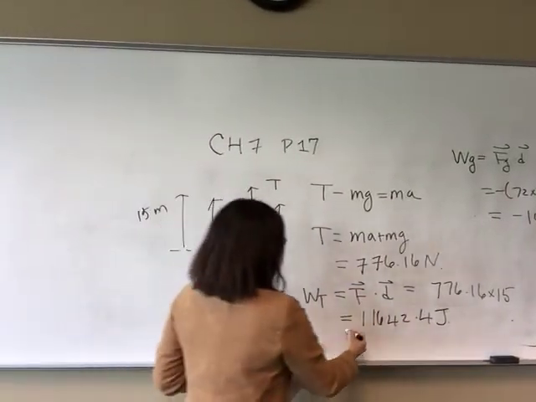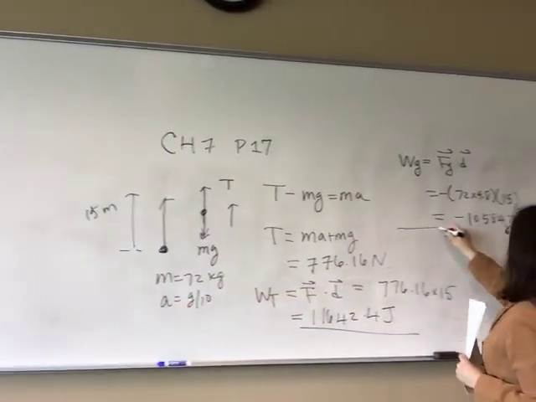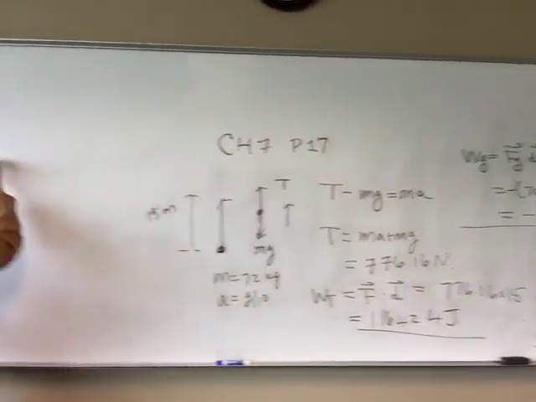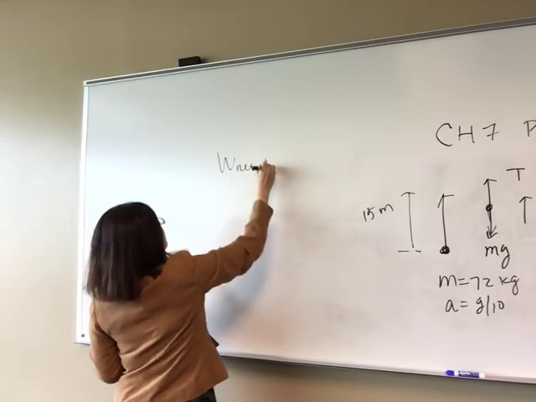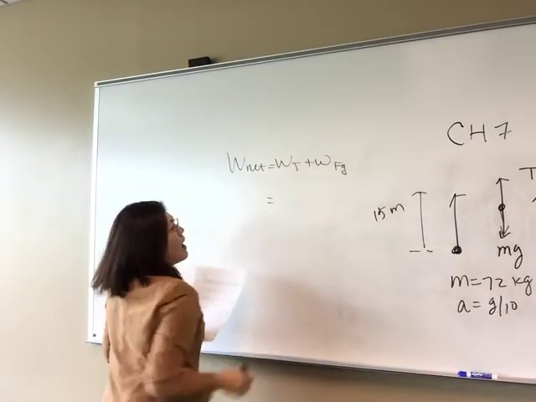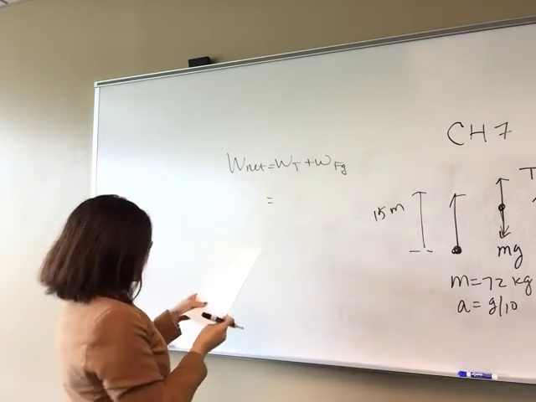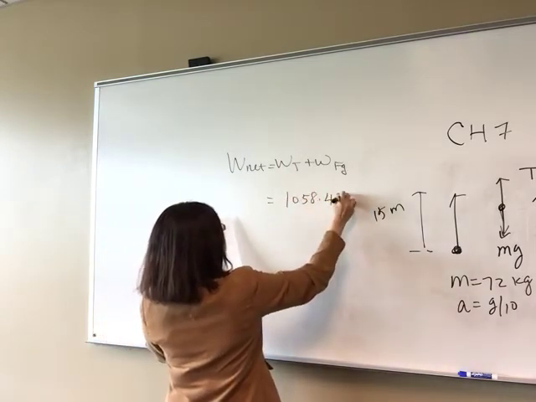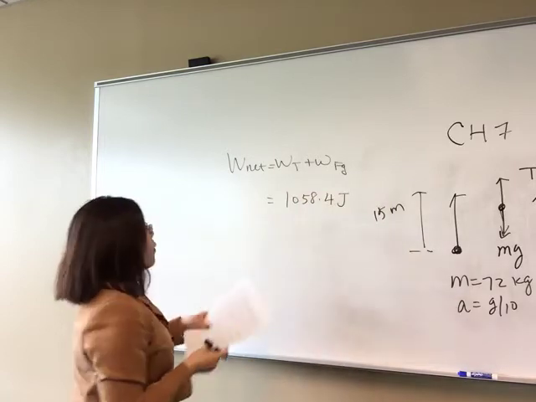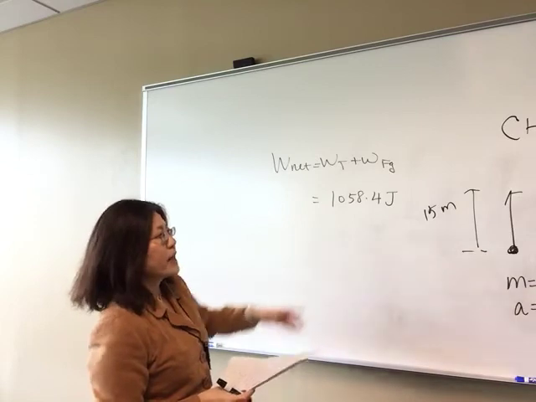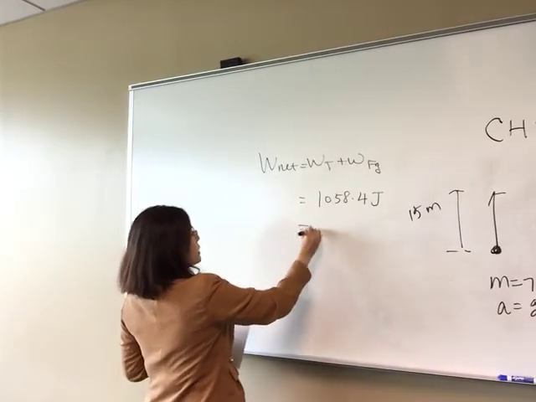Okay, so what is the change in kinetic energy? So we have the work done by the tension and the work done by the gravitational force. So the net work would just be the sum. So you have WT plus WG. After you add those two together, you will get 1058.4 joules. Okay, and what does that mean? That means that this is the change in kinetic energy. So net work is equal to delta K.